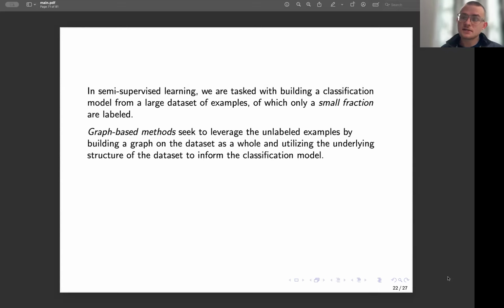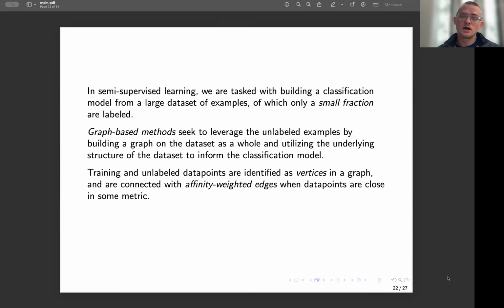Graph-based methods seek to leverage the unlabeled examples. If you have a data set of a billion images or a billion examples, we're going to use the presence of that large ambient data set to inform the model and to build a more accurate classifier by using the structure and geometric properties of that ambient data set, for which the labels are latent, but the data themselves are not. In particular, in the graph-based setting, we're building a graph. That's how we're doing it. We're going to use a construction of a graph on that data to inform the classification model later.